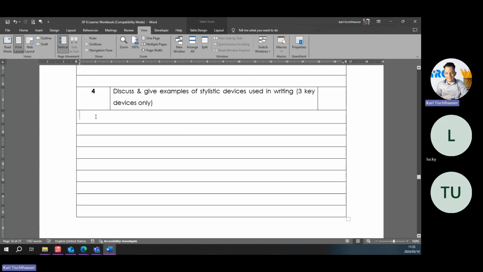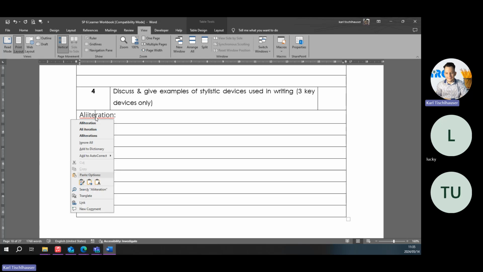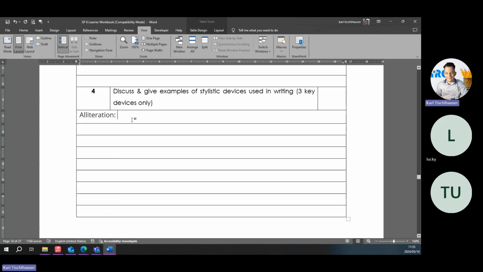There are many different ones. I'll give you one to help you. Alliteration is a good one. An example of alliteration would be the big bad boy bikes. It's this repeated letter, the repetition of the B's, which is alliteration.